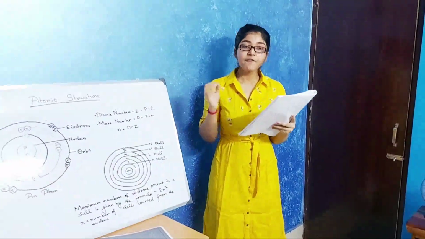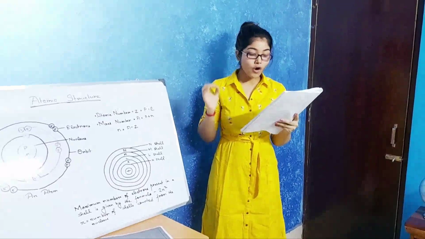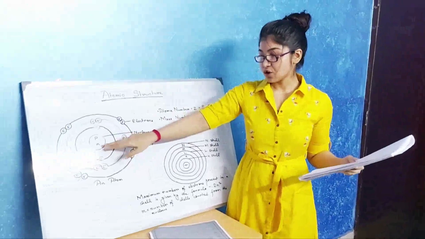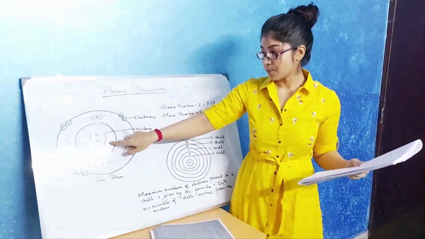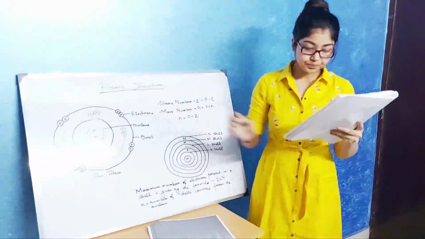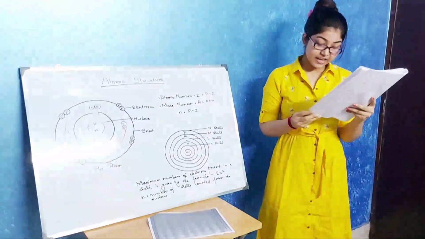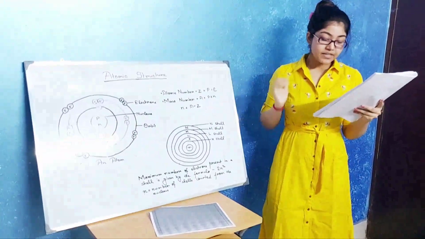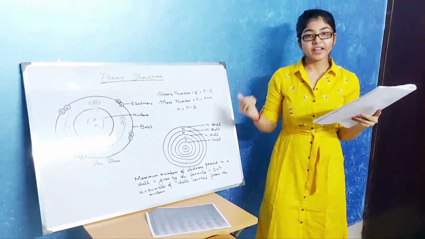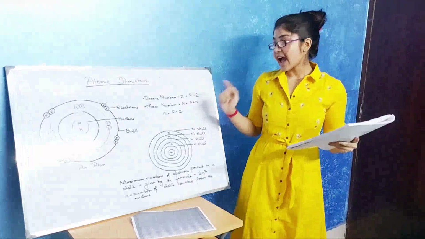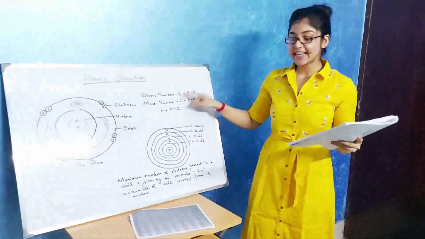What is a nucleus? The protons and neutrons are found at the center or nucleus of the atom. As you can see here, the protons and neutrons lie at the center of the atom and the electrons revolve around the nucleus. Atoms of each element have their own characteristic number, which distinguishes them from the atoms of another element, and that number is known as the atomic number, denoted by Z.